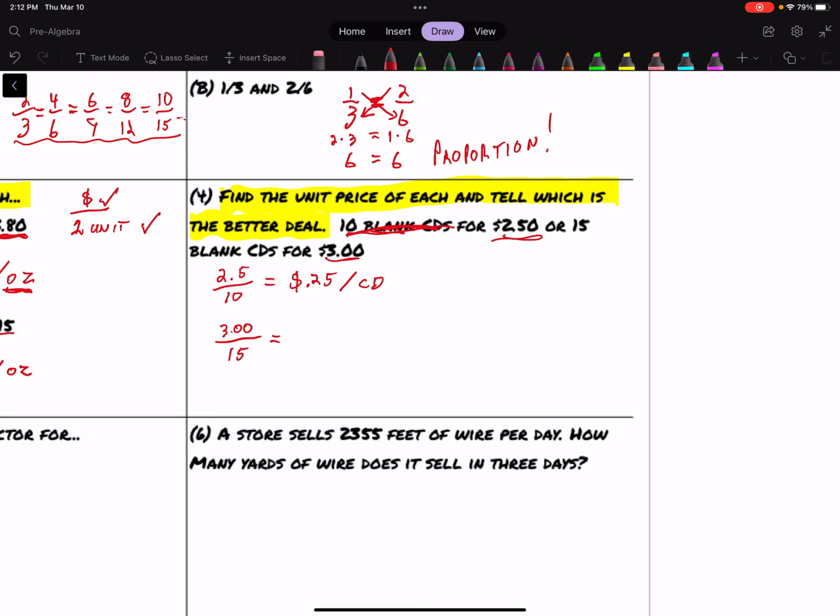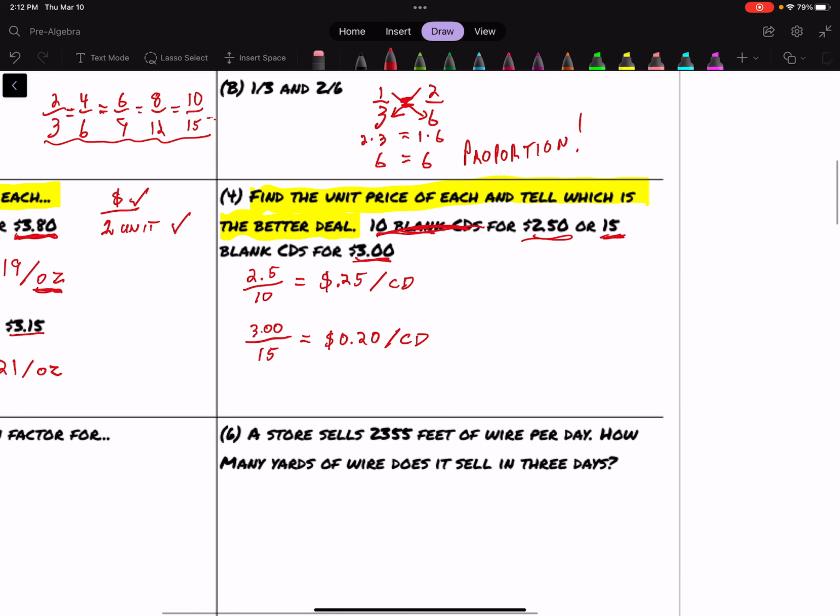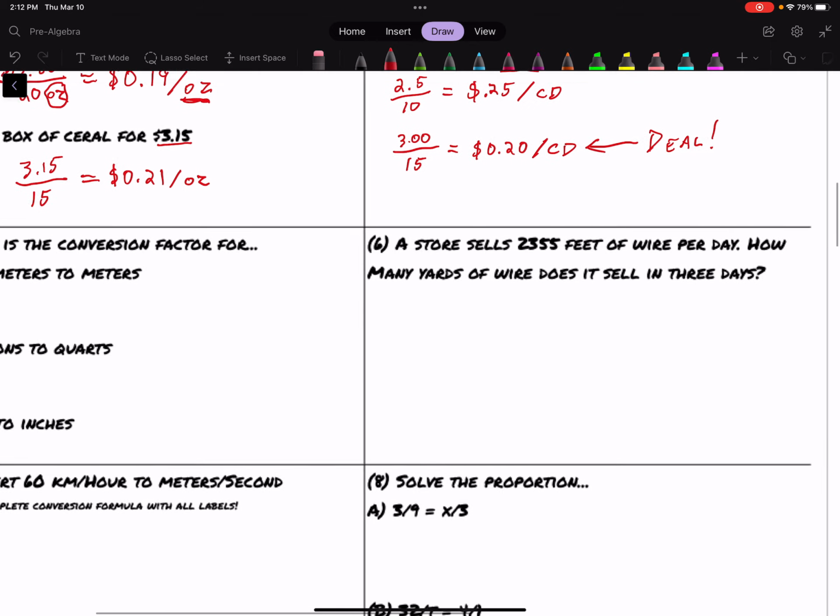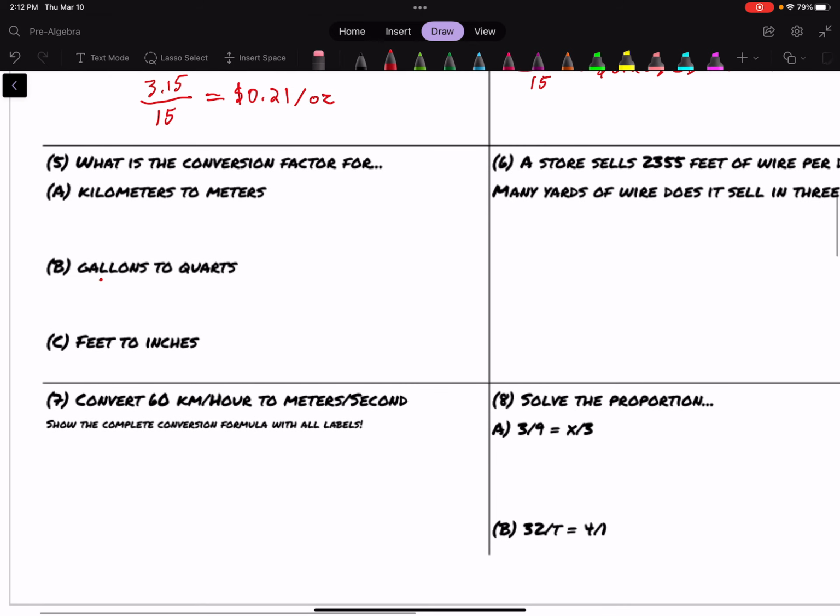Now we do the second one, which would be $3 total and 15 CDs. So $3 from right there and 15 CDs from right there. When we divide that out, we end up with 20 cents per CD. So which one is the better deal? Well, it'll be the one that costs less per CD. So this guy right here is the deal.